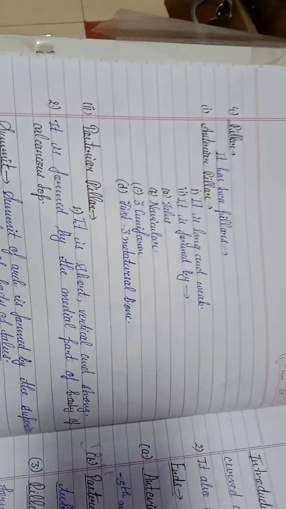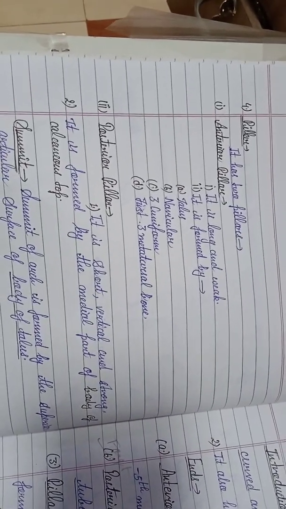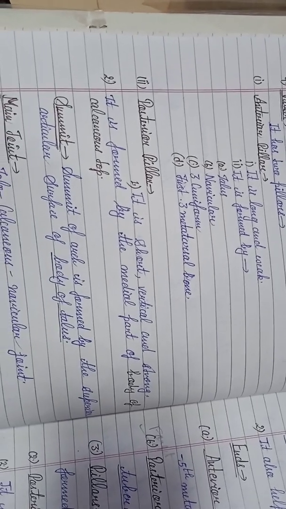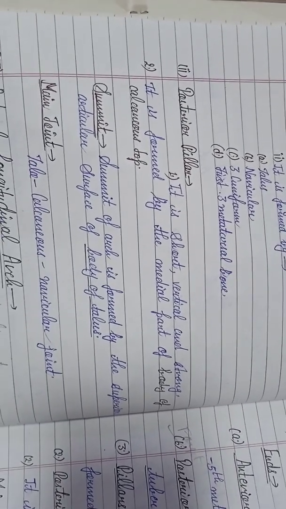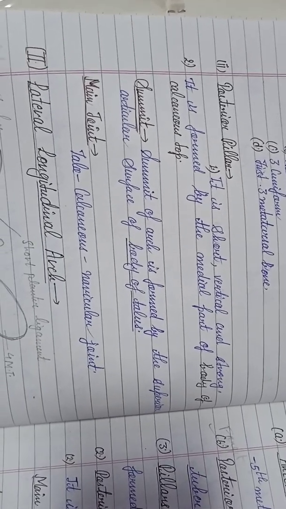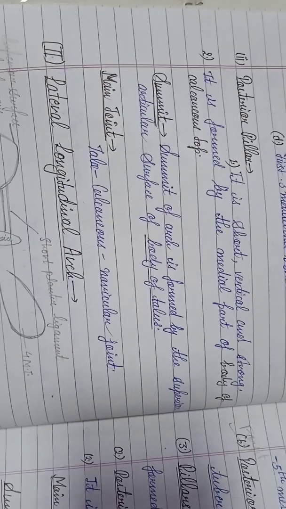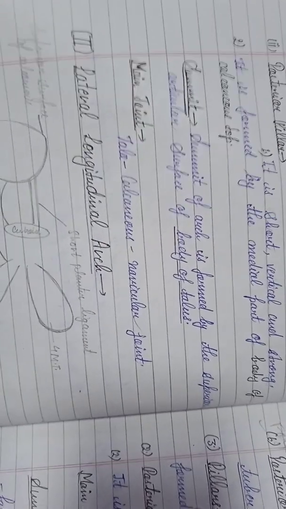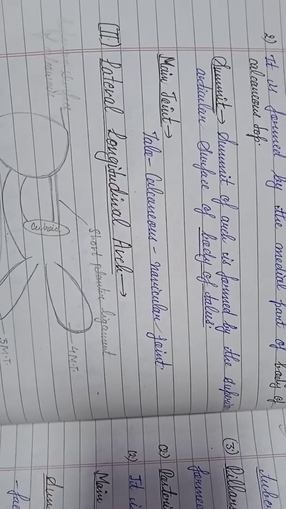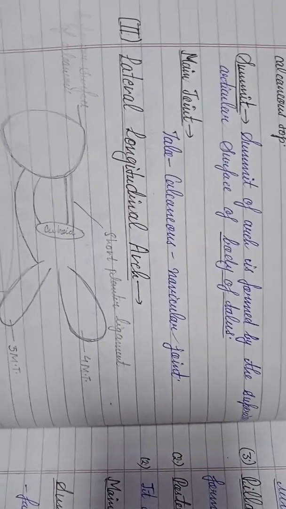Pillars. It has two pillars, anterior and posterior. The anterior pillar is long and weak. It is formed by the talus, navicular, three cuneiforms and the first three metatarsal bones. The posterior pillar is short, vertical and strong. It is formed by the medial part of the body of the calcaneus. The summit of the arch is formed by the superior articular surface of the body of the talus. The main joint is the talocalcaneonavicular joint.